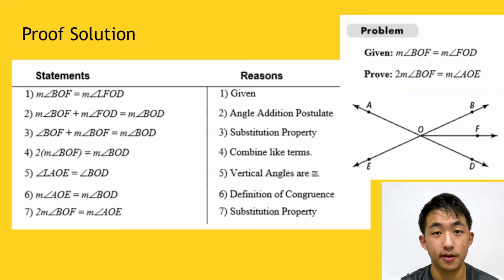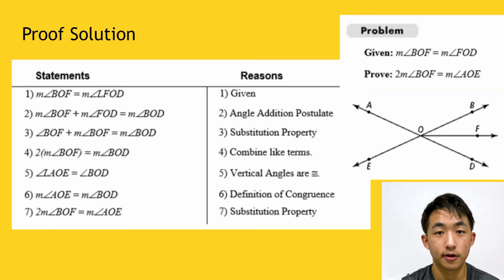Our next step would be the angle addition postulate. Because angles BOF and FOD are next to each other, make sure to add these two angles up so that you can form angle BOD. By doing this, you can also implement the substitution property, because since BOF is equal to FOD, you can substitute BOF for FOD and you'll get 2 times BOF is equal to BOD.